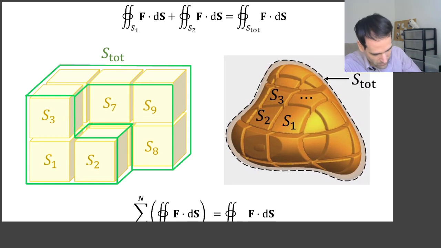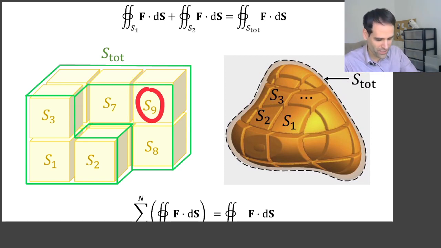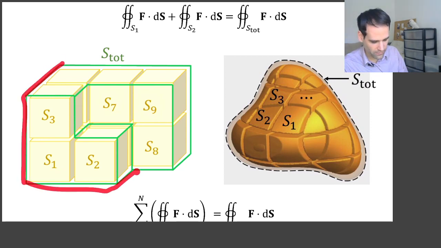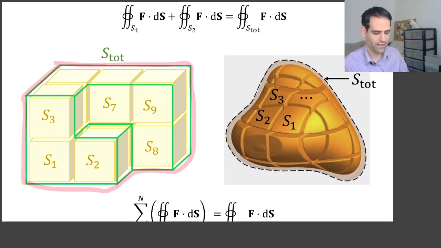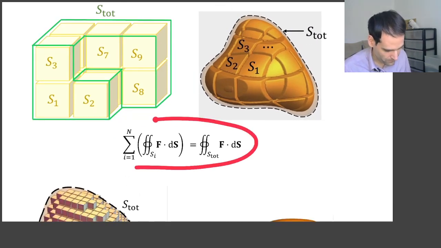And they will always have some sides which are shared, such as between 7 and 9. And they will always cancel out when you add up the fluxes for each of the individual cubes. So that the total flux, when you add them up, will be the flux outside of the big volume, which is marked in green here. Okay? So this is what I write here.